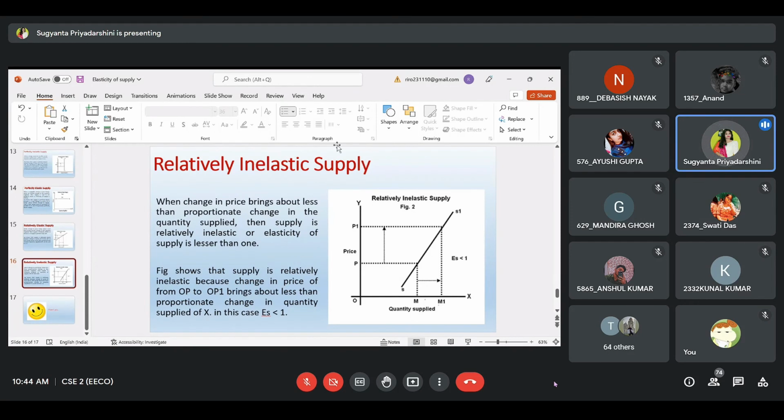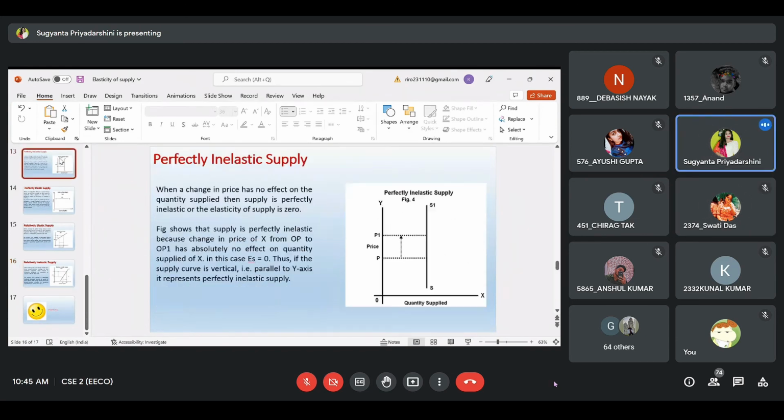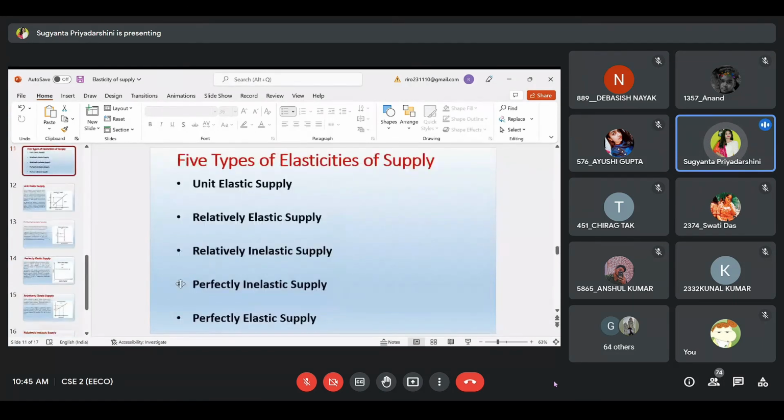इधर elasticity क्या होगा? Less than 1 or greater than 1? Less than 1. So numerator is more than denominator, or denominator is more than numerator? Denominator is greater. Very good. So the next one is perfectly inelastic supply. What is that?